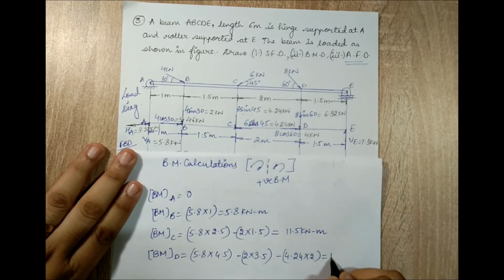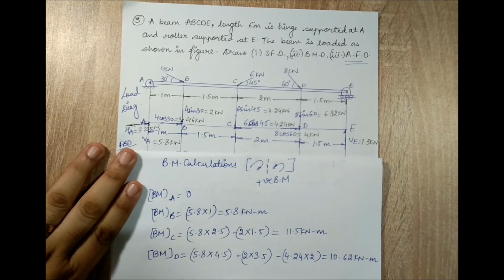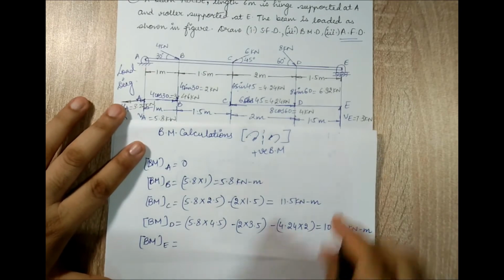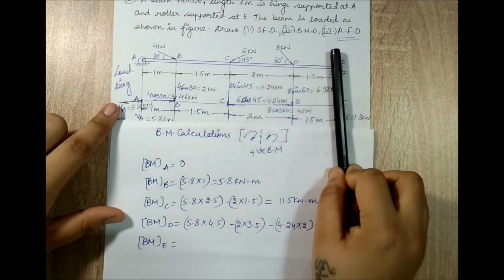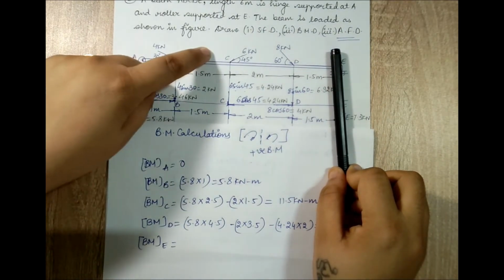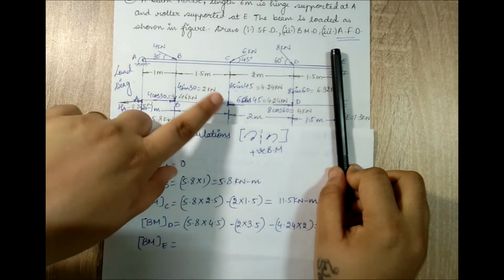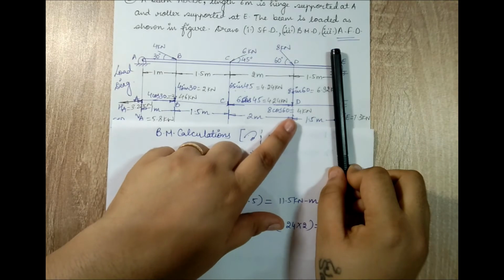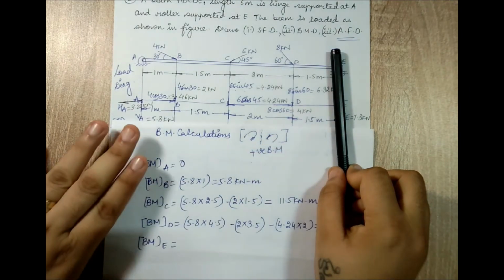I get the answer as 10.62 kilonewton meter. Last, I'll calculate the bending moment at point E. This is most important because here I should get the value as 0. So when I stand at E and I look to the left, I see VA turning clockwise, 2 turning anti-clockwise, 4.24 kilonewton turning anti-clockwise and 6.92 also turning anti-clockwise.